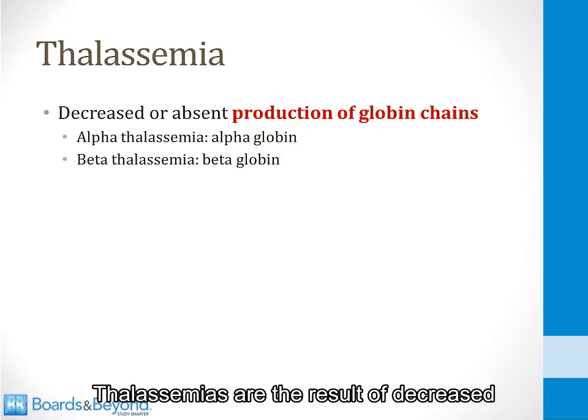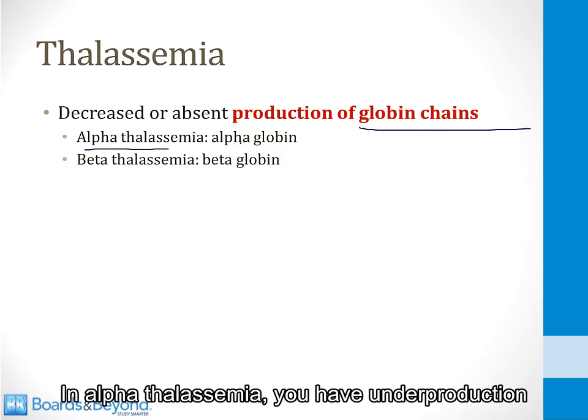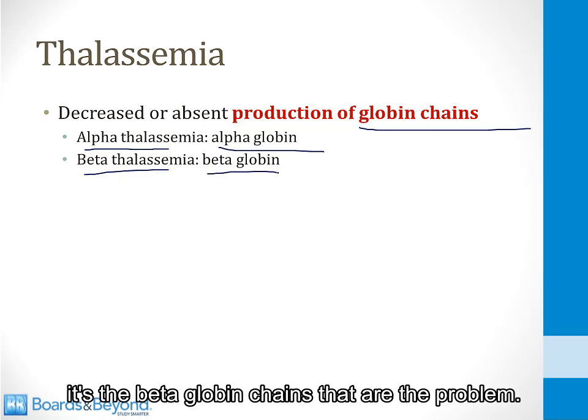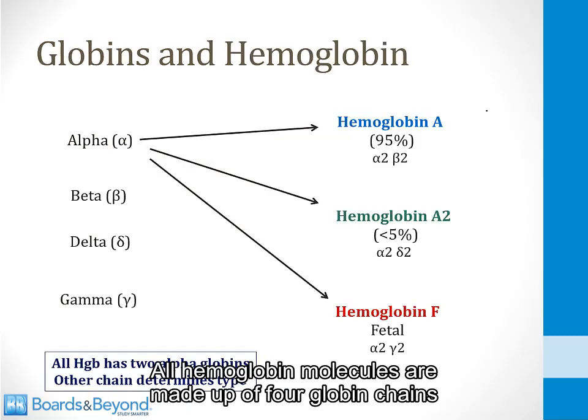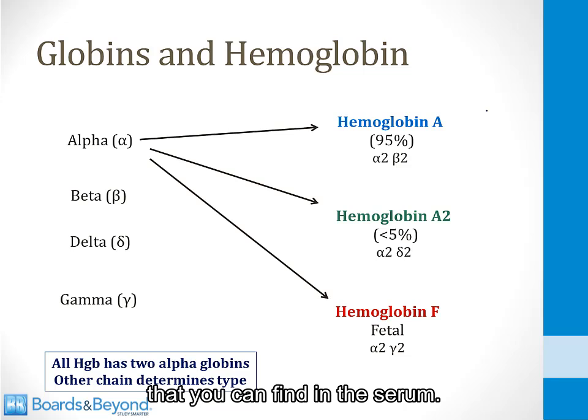Thalassemias are the result of decreased or absent production of globin chains. In alpha thalassemia, you have underproduction or absent production of the alpha globin chains. In beta thalassemia, it's the beta globin chains that are the problem. All hemoglobin molecules are made up of 4 globin chains, and there are 3 types of normally occurring hemoglobins that you can find in the serum.